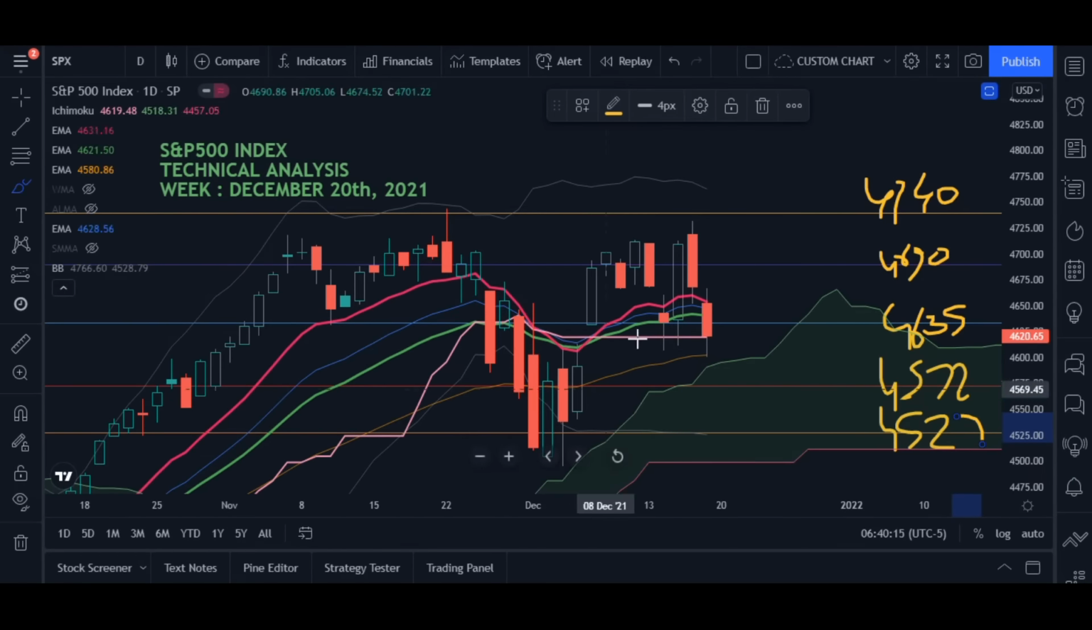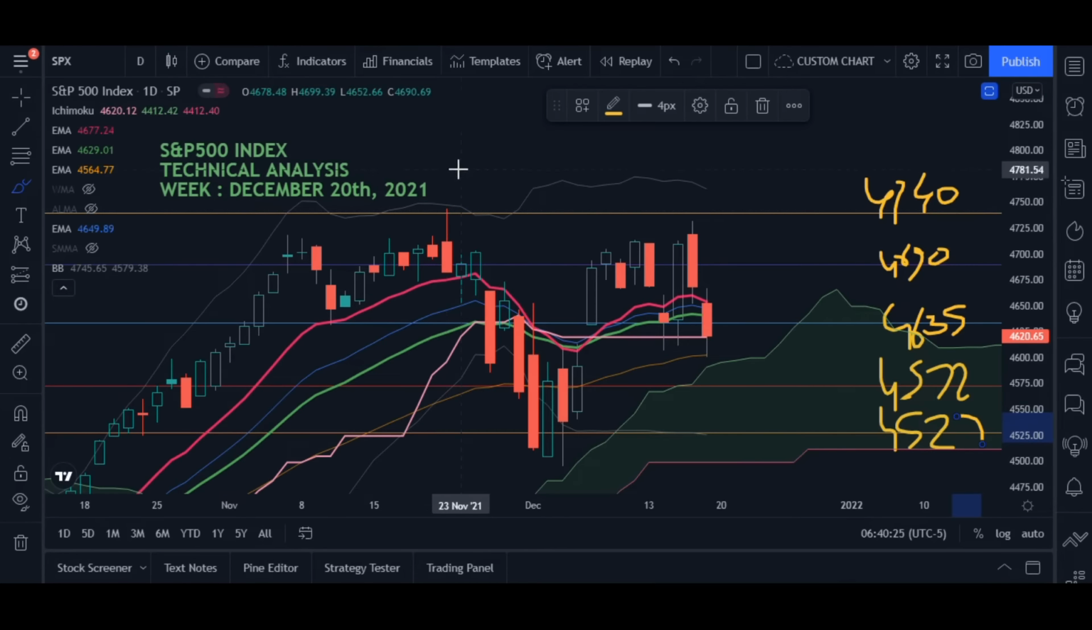Okay, 4527. And then there is this critical resistance I told you when we were discussing the weekly chart. This is 4744. This is the most important and most critical resistance for the S&P 500 index. This was the high of the S&P 500 index that it formed on November 22nd.